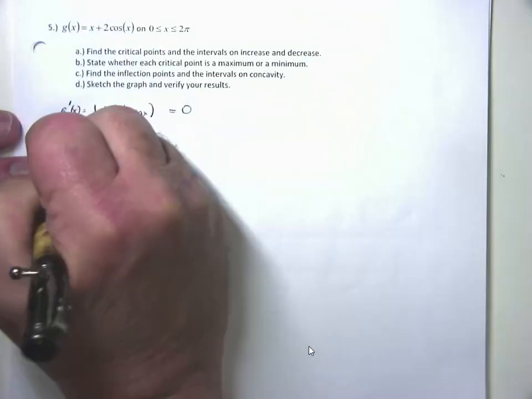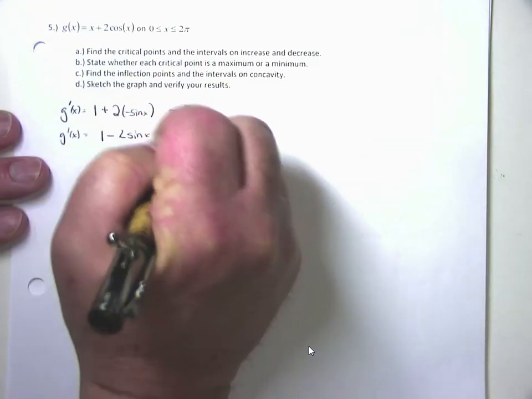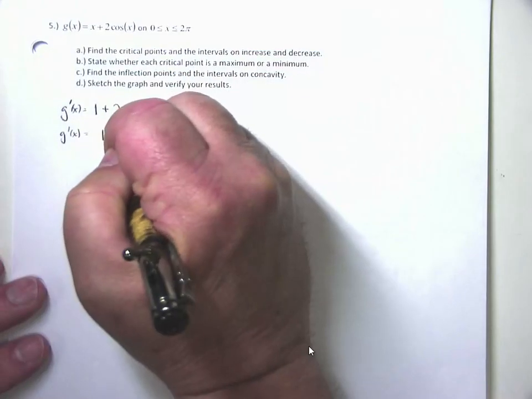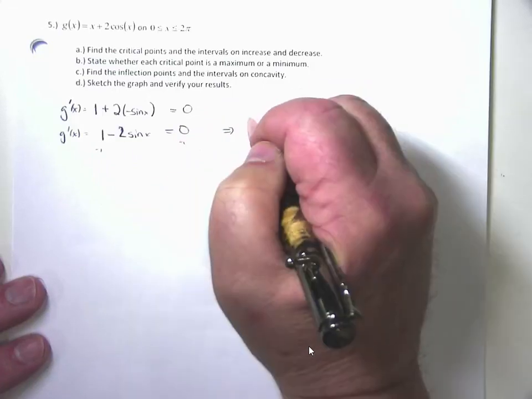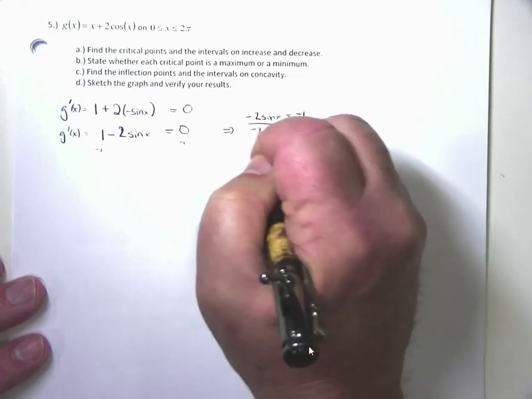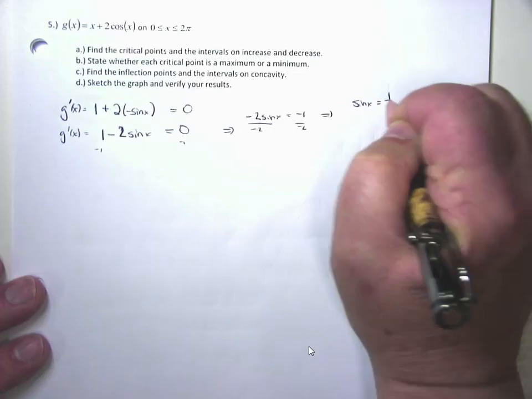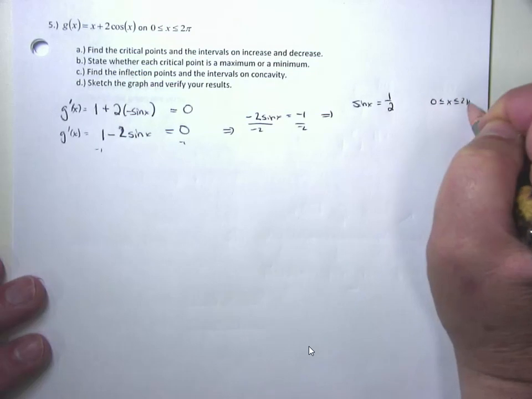Let's clean that up. So g prime of x is actually 1 minus 2 sine of x. Set it equal to 0 and solve. And it's a trig function. So remember, solve for the trig, then solve for the angle. I'm going to subtract 1 from both sides. This gives me negative 2 sine of x equals negative 1. Then I'm going to divide by negative 2 on both sides. And this gives me the sine of x is equal to 1/2. Remember, 0 is less than or equal to x, which is less than or equal to 2 pi.